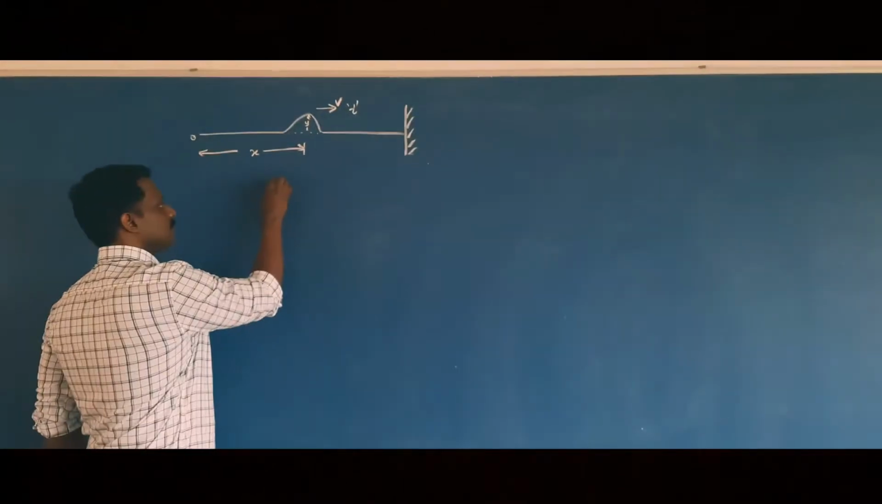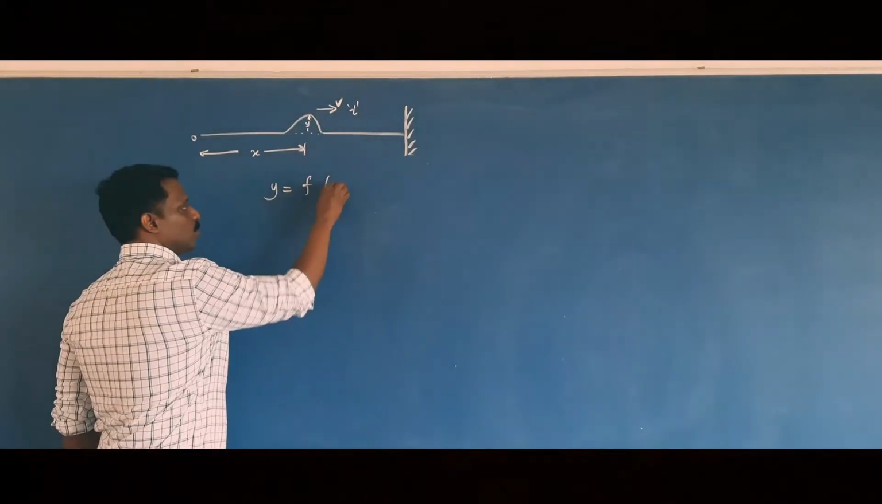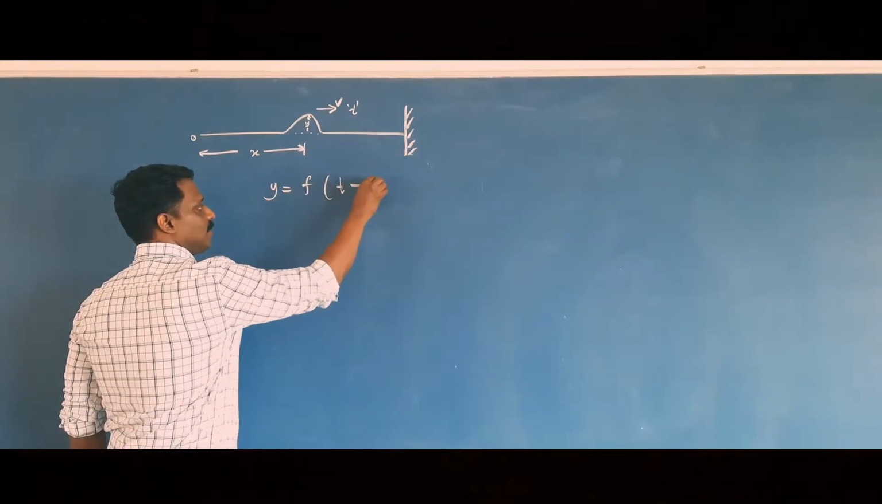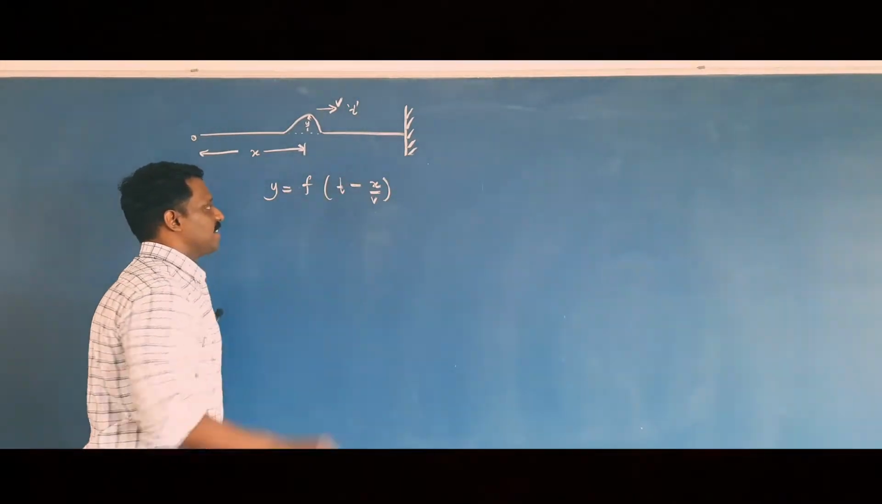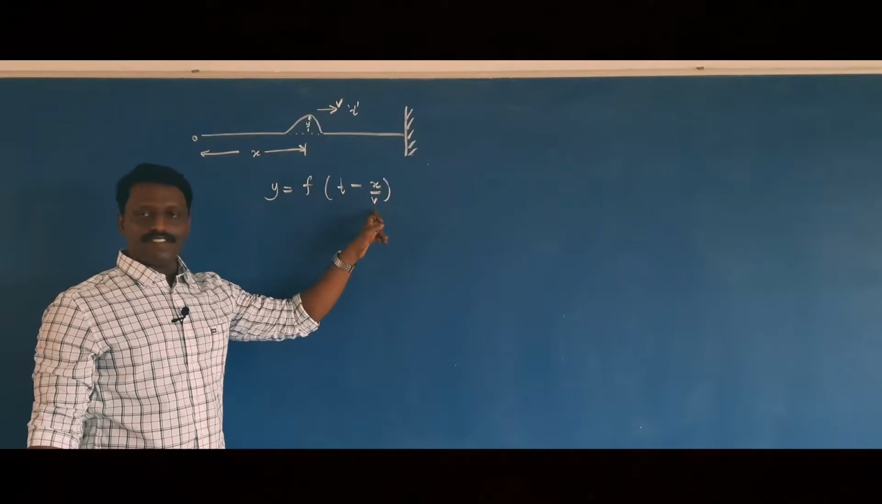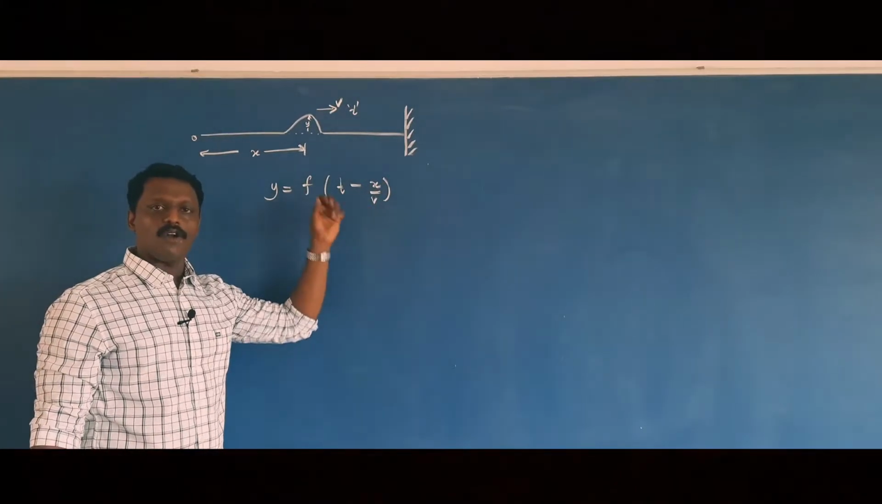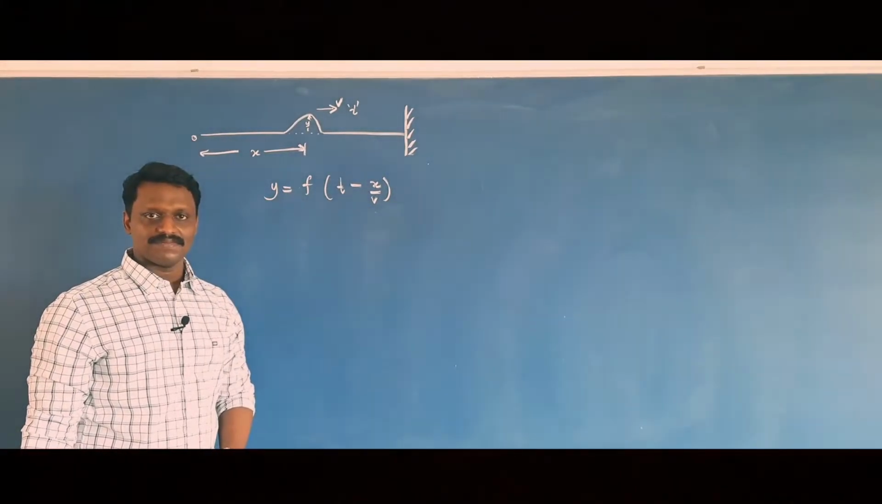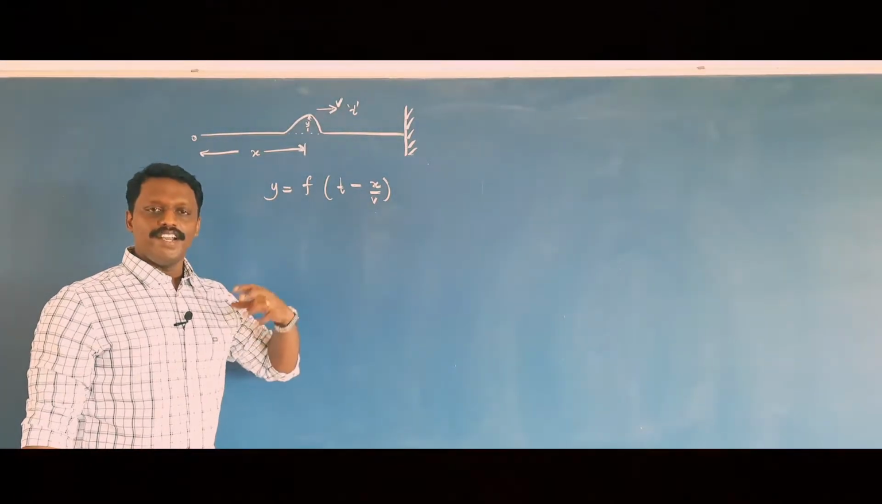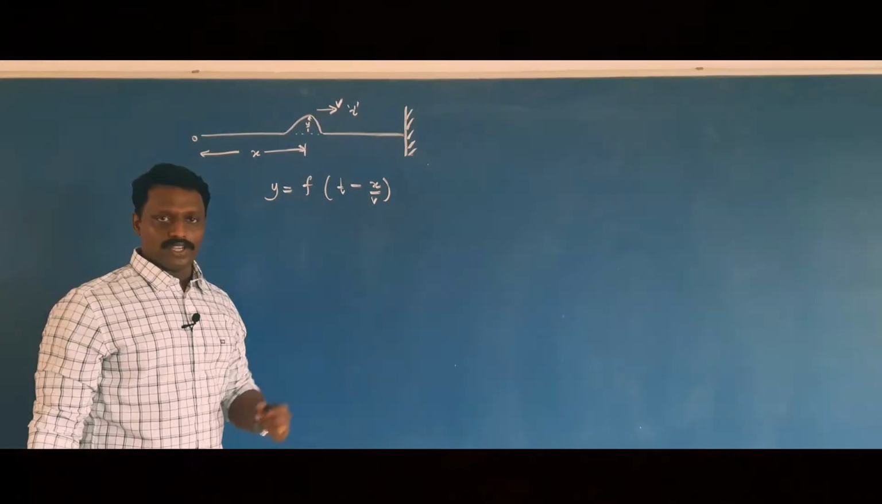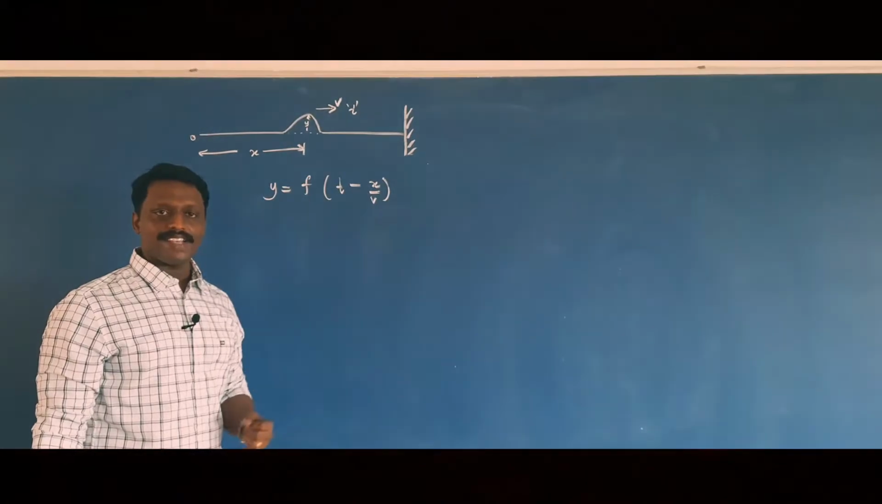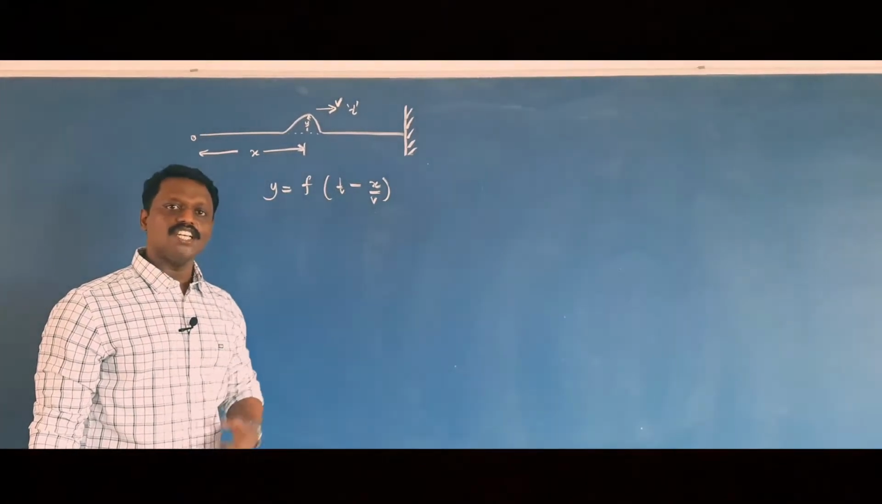The displacement of this part of the string from the mean position after t seconds is given by y is equal to a function of t minus x by v. Yes, x is the displacement and v is the velocity, so x by v also represents time. Now let us differentiate this equation partially with respect to x as well as partially with respect to t twice.